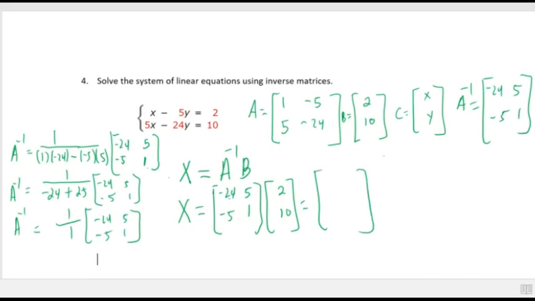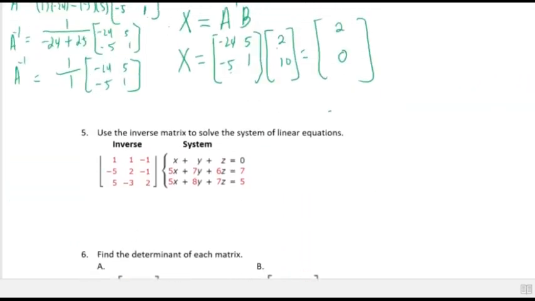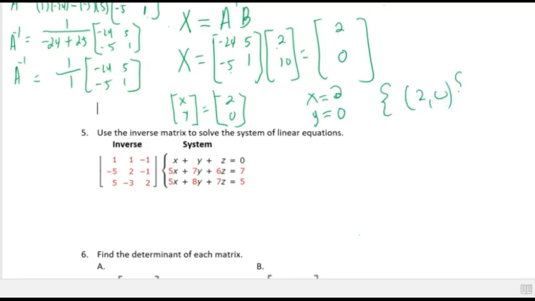So negative 24 times 2 is negative 48. 5 times 10 is 50. So negative 48 plus 50 is 2. Negative 5 times 2 is negative 10, plus 10 is 0. So here, my answer, remember x here was xy, is equal to 2 and 0. So x is 2 and y is 0. So my solution is 2, 0.